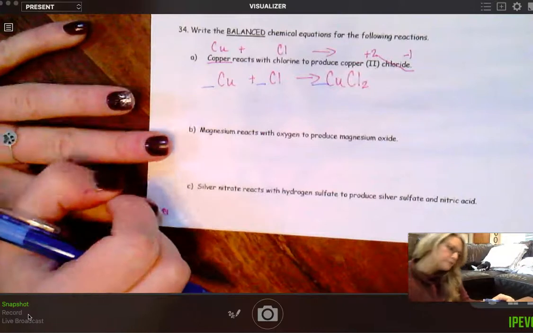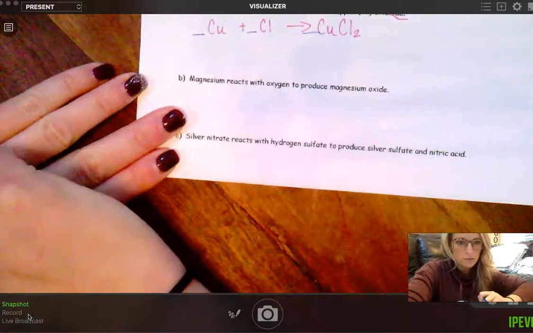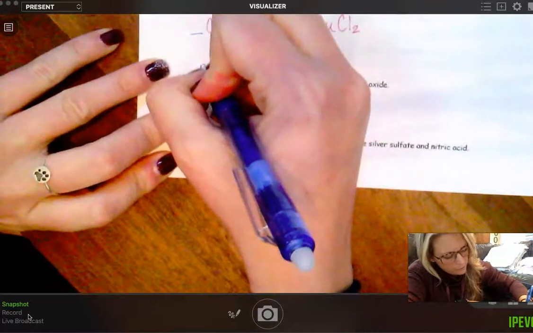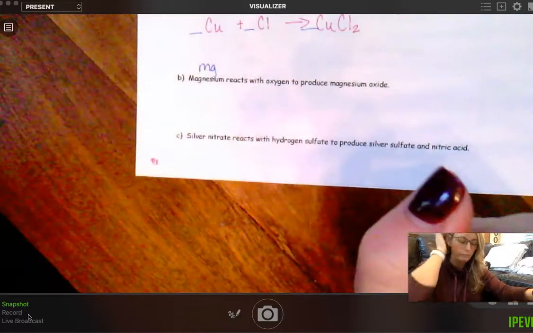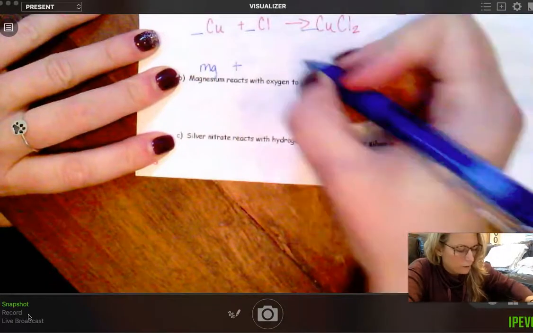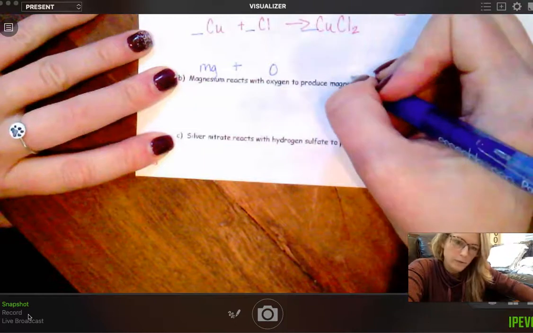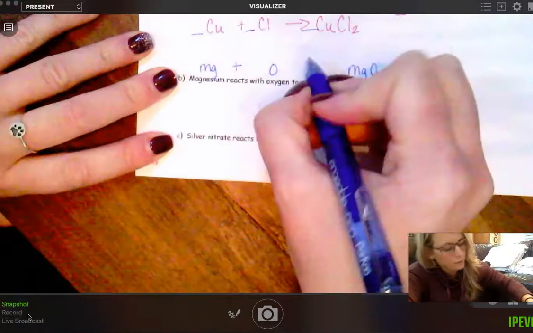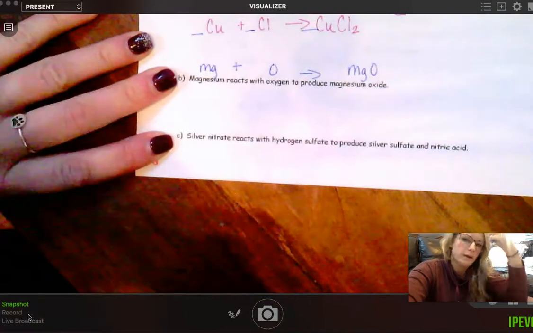Okay, the second one, sorry, let me shift there. The second one says magnesium reacts with oxygen to produce magnesium oxide. So we have magnesium, which is Mg. And again, don't guess. Refer to your periodic table. Don't assume just because I have these in my head that you should also. Magnesium reacts with oxygen to produce magnesium oxide. And for that one, we're going to have to figure out their charges, but it's still going to be MgO. And produce is your arrow. Could be produced, could be to form, something like that.